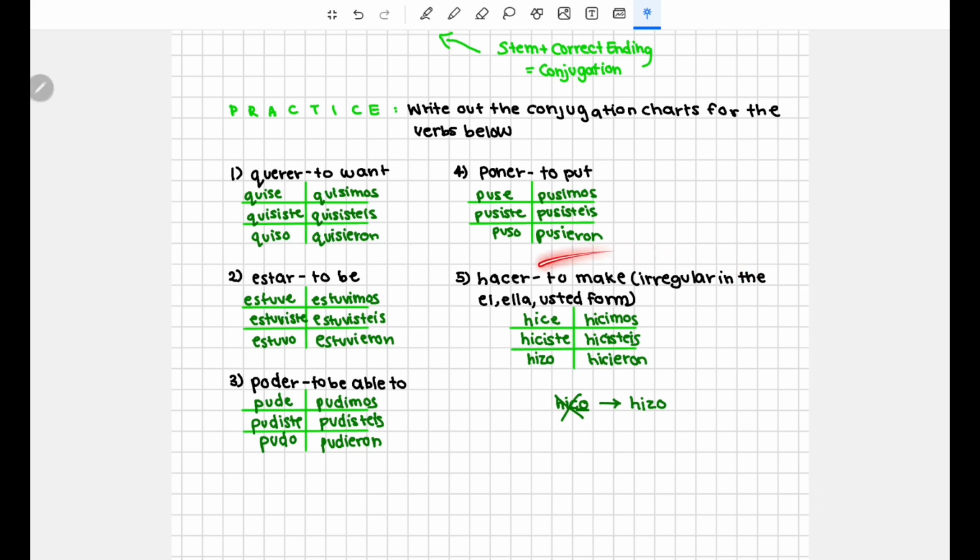We also went over hacer, which is irregular in the last form. It becomes hizo because if you're writing hico, then it would be the sound "ico" and not "iso".